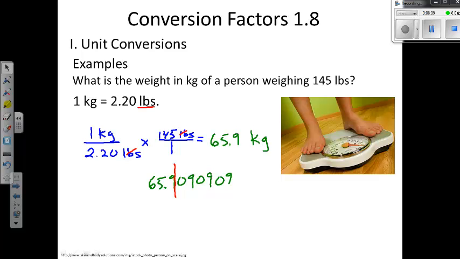So you weigh less in kilograms. So maybe you want to go with that sometimes on your driver's license.